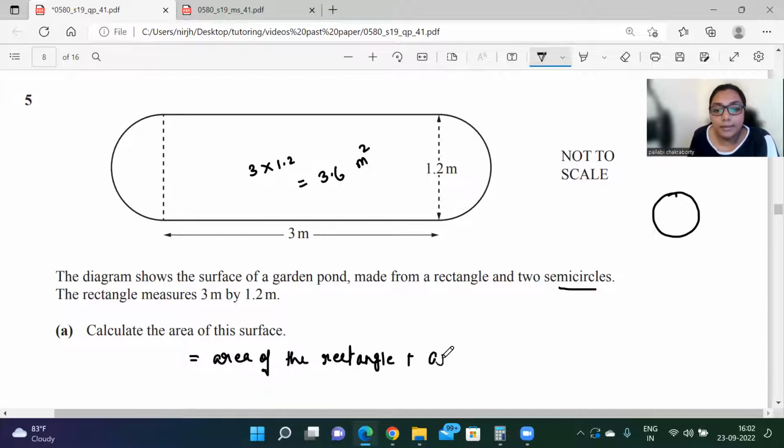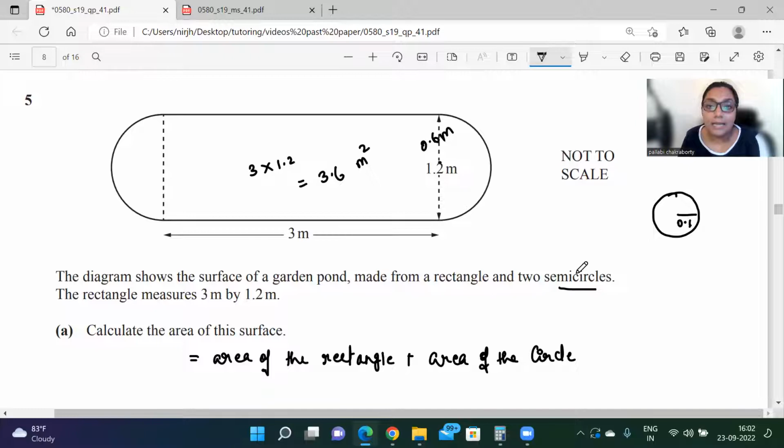plus area of the circle. Now, why am I saying circle? There are two semicircles here. I'm joining them to make a circle. What will be the radius of this circle? So over here you have 1.2 meters. So the radius will be 0.6 meters. That is half of that. This is the diameter. So this is the radius, right? So you have a circle which has 0.6 meters as the radius.